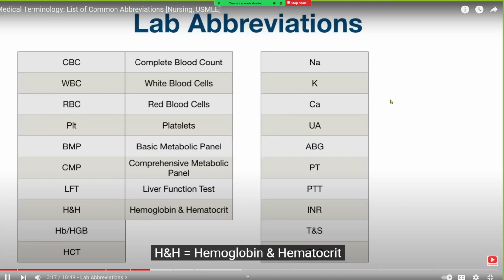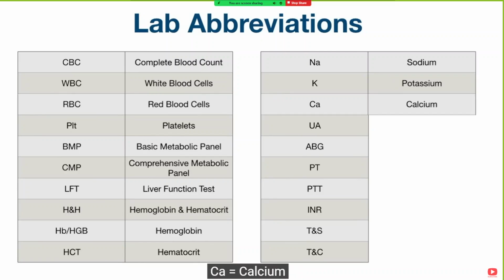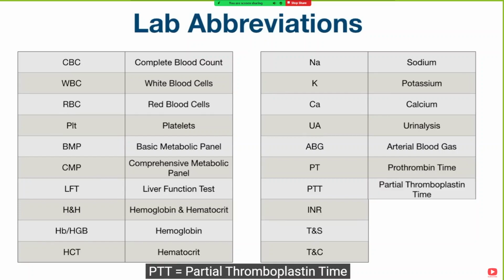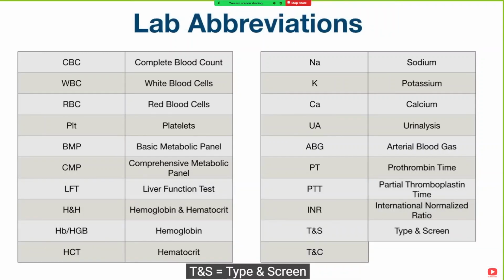Hemoglobin and hematocrit. HB or HGB, hemoglobin. HCT, hematocrit. Na, sodium. K, potassium. Ca, calcium. UA, urinalysis. ABG, arterial blood gas. PT, prothrombin time. PTT, partial thromboplastin time. INR, international normalized ratio. TNS, type and screen. TNC, type and cross.